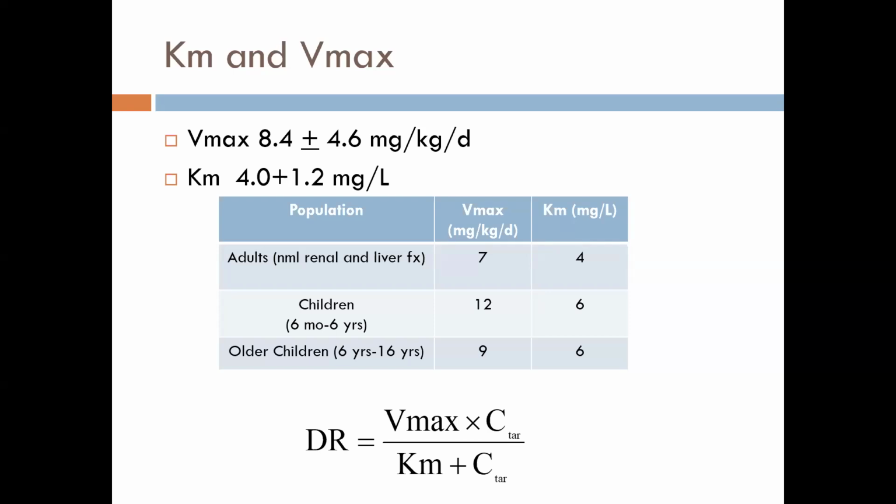Our Vmax is going to be 7 milligrams per kilogram per day, and he weighs 78 kilograms. So 78 times 7, our Vmax guess is going to be 546 milligrams per day, times 12 milligrams per liter over a Km of 4 milligrams per liter plus 12 milligrams per liter. Let's plug and chug that. I got 409.5 milligrams per day. So I'm going to recommend 400 milligrams to start with. We can give that once a day or twice a day.